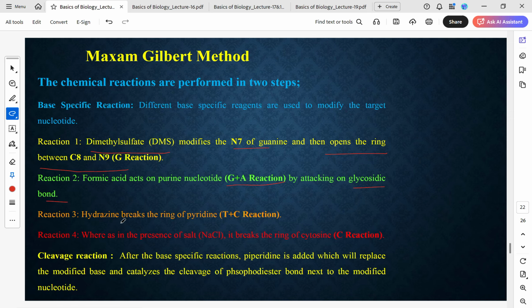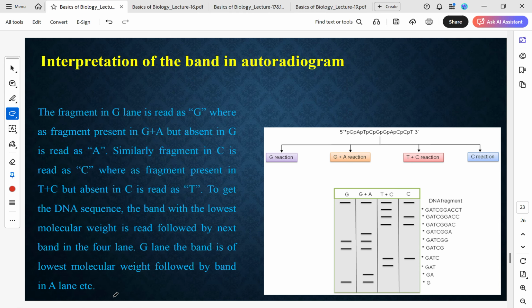Then comes hydrazine, which breaks the ring of pyrimidine. This will become the T plus C reaction. The fourth reaction is addition of NaCl, which breaks the ring of cytosine, which will form the C reaction. After the base specific reactions, piperidine is added, which will replace the modified base and catalyze the cleavage of the phosphodiester bond next to the modified nucleotide. So, how do you read the band on the autoradiogram? You run all the 4 reactions, G, G plus A, T plus C and C.